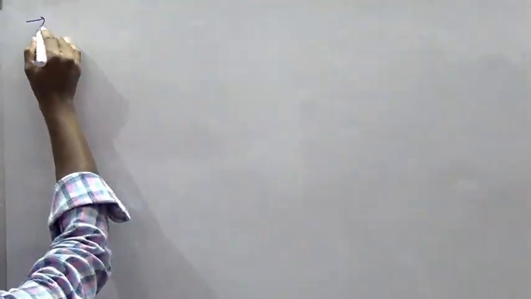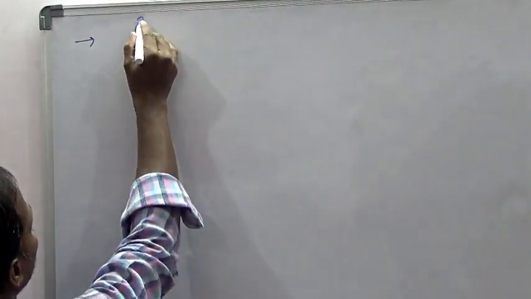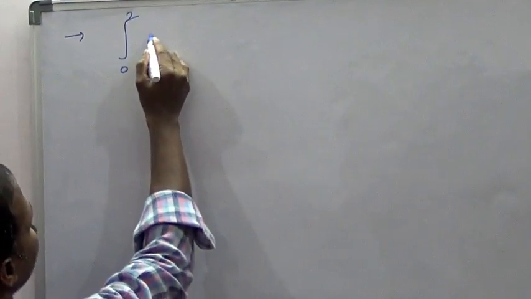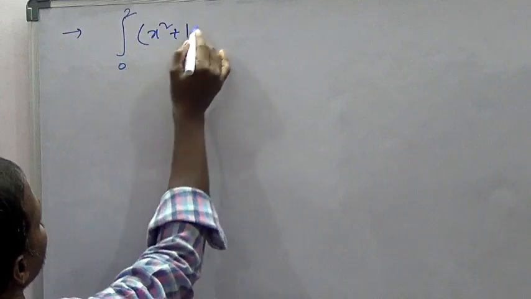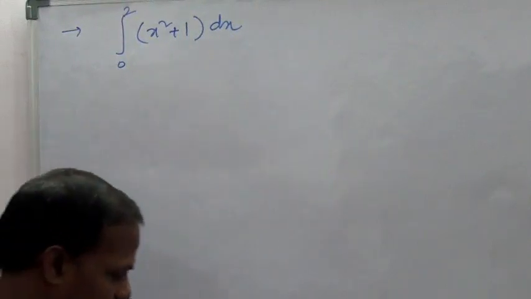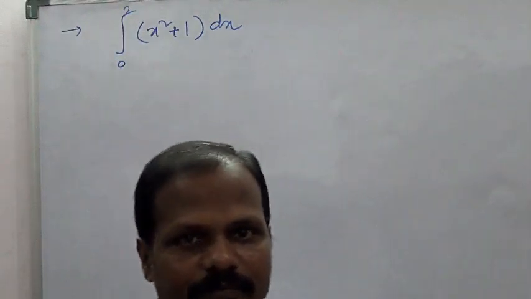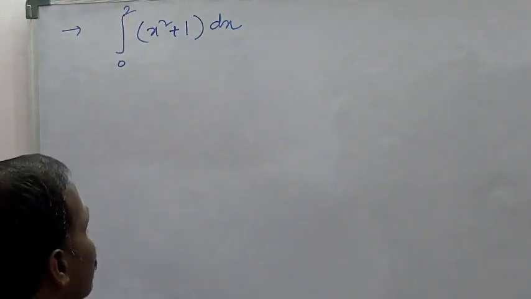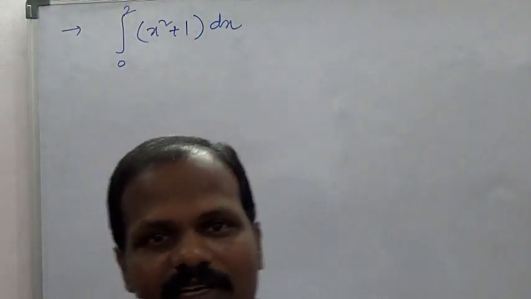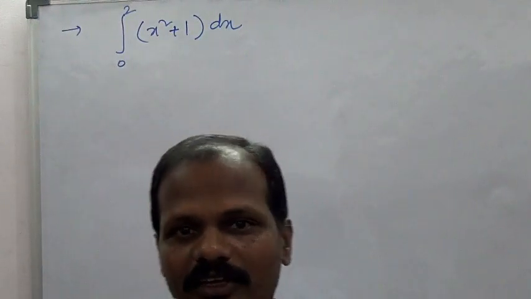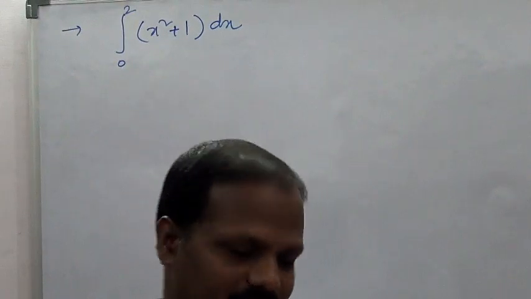Okay, so I will give one example to find the definite integral by using the infinite limit sum. The problem is: find the integral from 0 to 2 of x square plus 1 dx by using infinite limit sum. Okay? First of all, we calculate this by using the fundamental theorem of integral calculus, to verify the solution by using both methods.